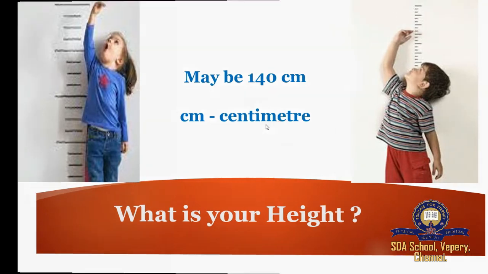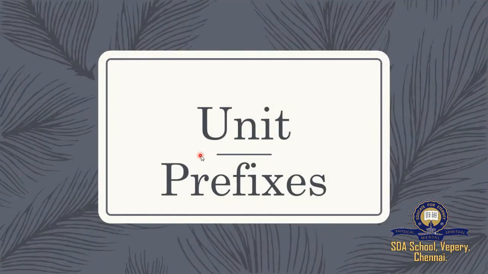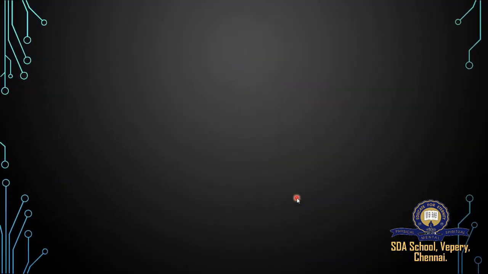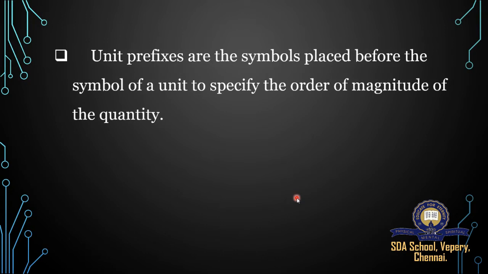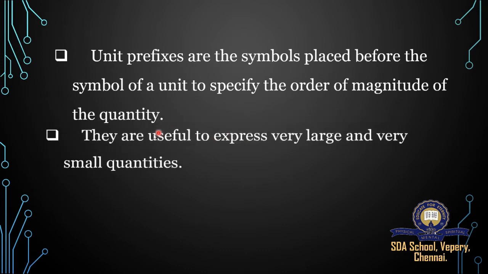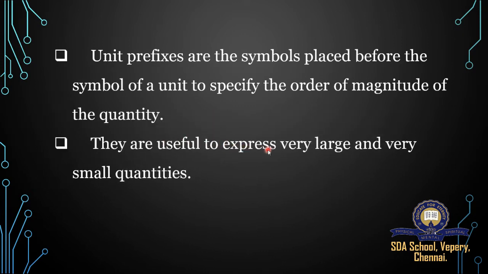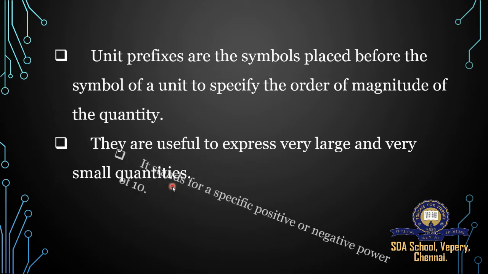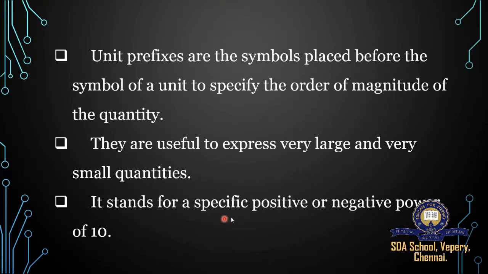So in today's class, we are going to deal with unit prefixes. So what are unit prefixes? Unit prefixes are the symbols placed before the symbol of a unit to specify the order of magnitude of the quantity. They are useful to express very large and very small quantities. It stands for a specific positive or negative power of 10.